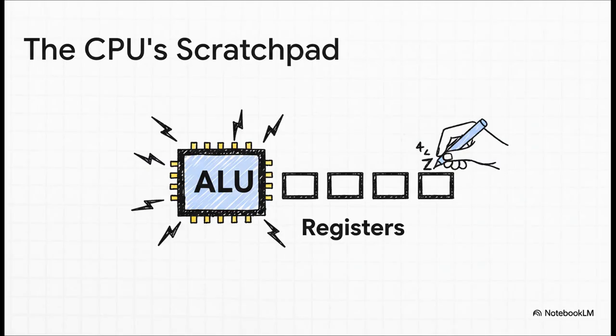Now, the CPU also has this little secret weapon, its own super fast memory called registers. These are tiny storage spots right on the chip itself. Think of them as the CPU's personal scratch pad. They hold the current instruction and the data it's working on, so the ALU can access everything it needs instantly without having to go all the way back to RAM.